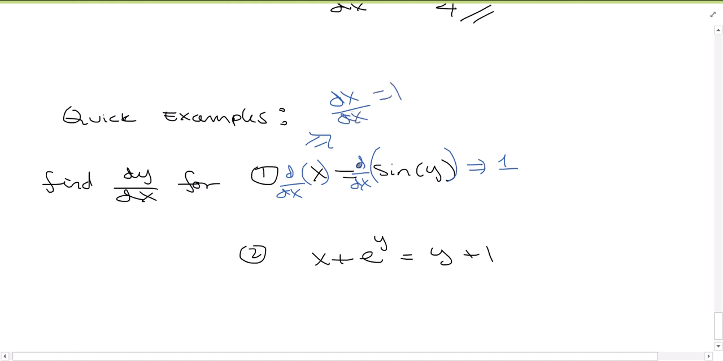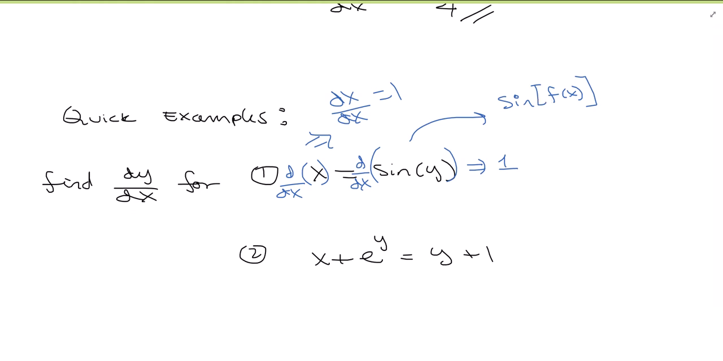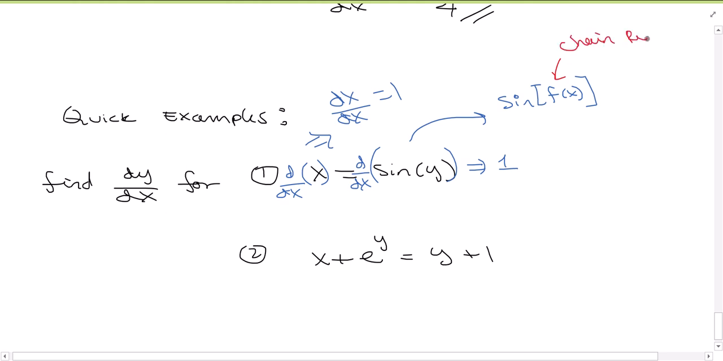So I just get 1 there. The derivative with respect to x of sine of y. Now here I have sine of, so always think of this whenever you see the y, picture it as an f of x. So this is really sine of f of x, right? So how do you take the derivative of something like that? You need chain rule, because it's not just x inside. So here we need the chain rule.